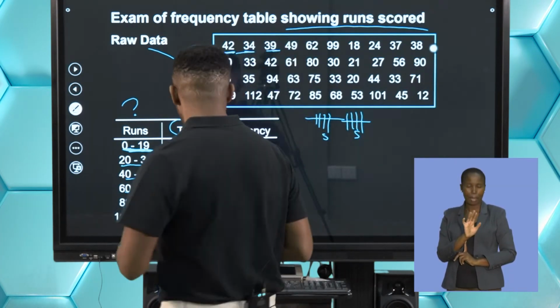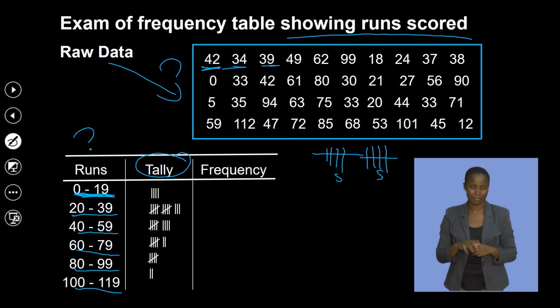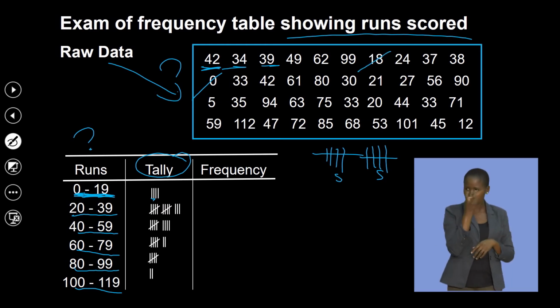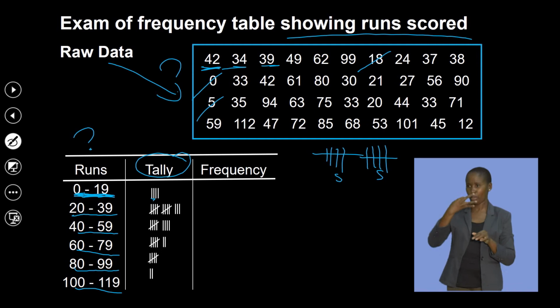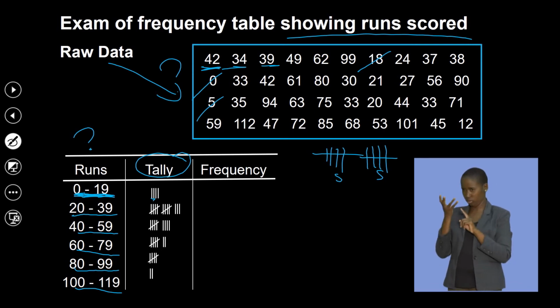Are we all together? So, between 0 and 19, we have 4. Let's see actually which are the 4. There's 0, because 0 falls in the interval 0 to 19. Can I find another one from the raw data? 18, that's the second one. Where is another one? I see 5 there, which is the third one. I need the fourth one. It should be somewhere here. There we see it, 12, which is the fourth one. Are we all together?